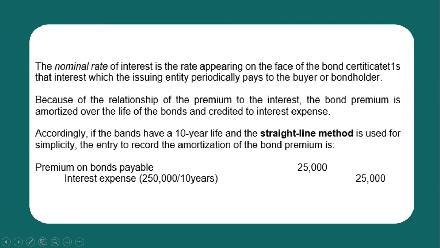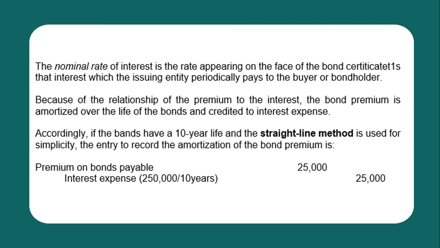So, after which, the premium will then be amortized. The bond premium is amortized over the life of the bond, over the maturity of the bond, and credited to interest expense. Again, any amortization of the bond premium will be credited to interest expense.